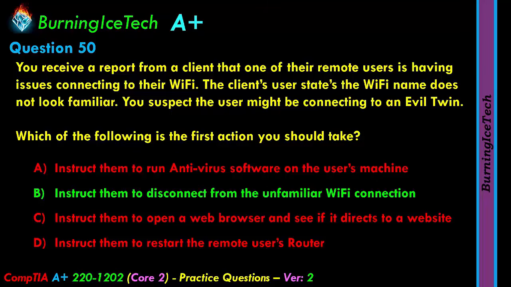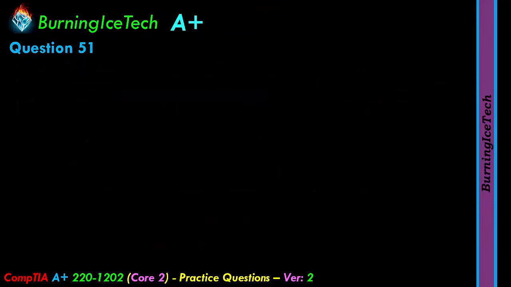D, instruct them to restart the remote user's router. Restarting is not going to change the SSID, guys. If it's the wrong SSID, it's the wrong SSID. If they said they did not have internet access or something along those lines, then you could maybe say go and try and restart the router. But if it's the wrong SSID, restarting the router is not going to make any difference to that. The answer remains B.